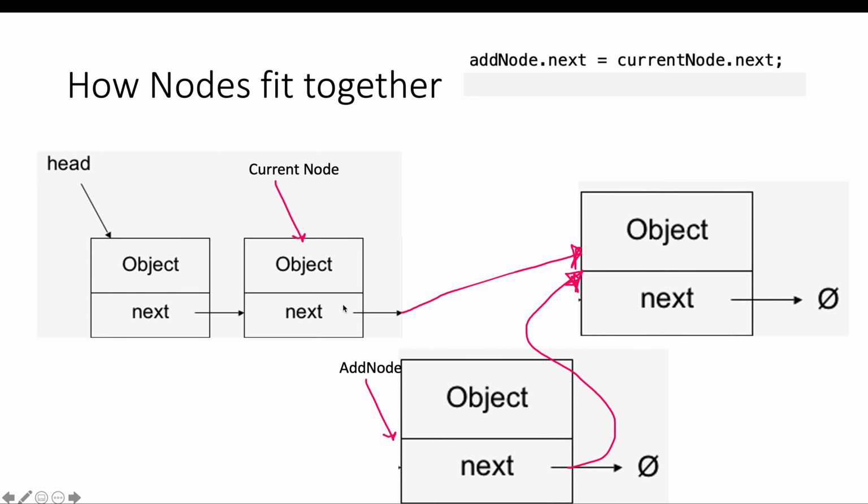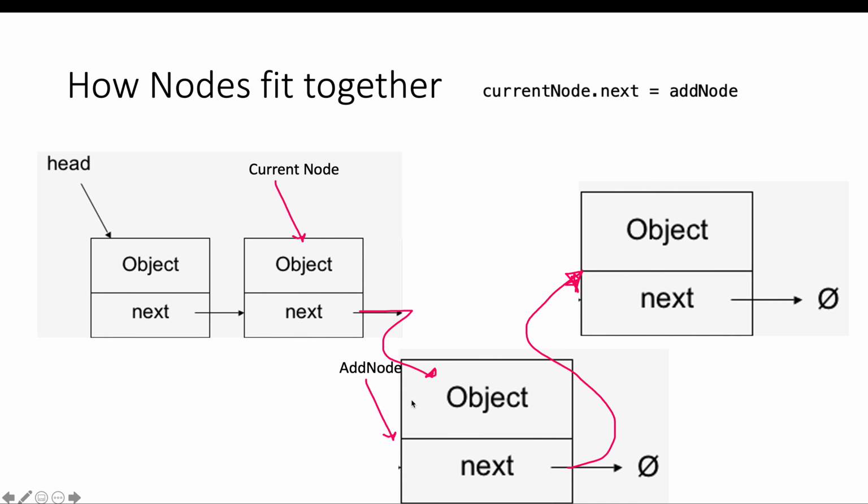But somehow we have to join this current node to add node. And you do that with the following. Current node dot next is no longer pointing to whatever it was at next. It's now pointing to add node. So now the linked list has a continuation. And that's basically how you add a node at a specific index in the linked list.